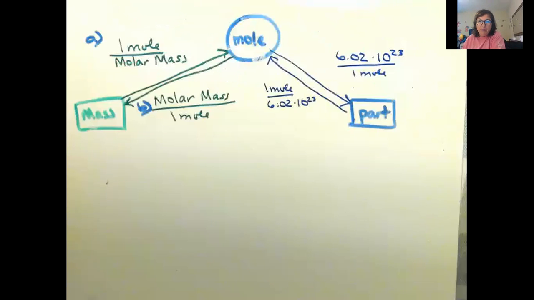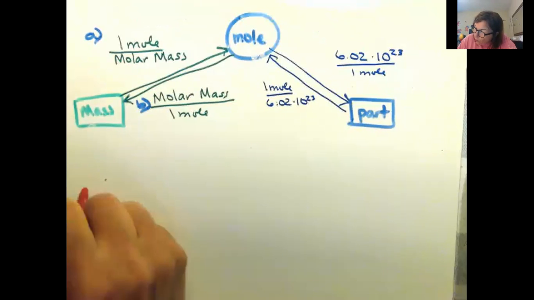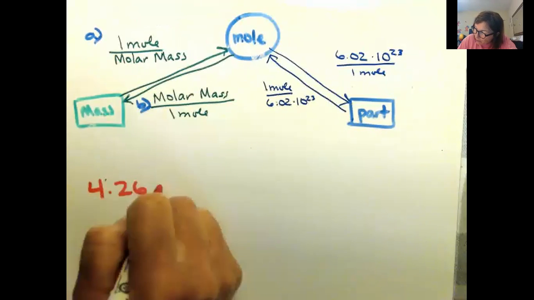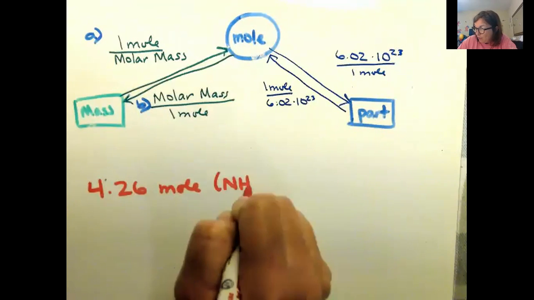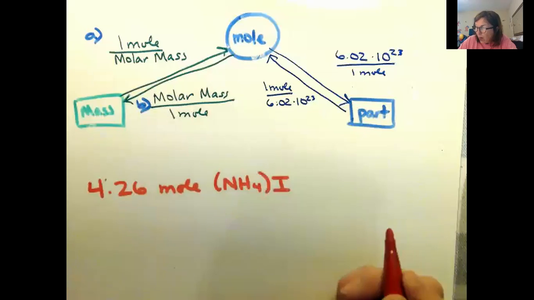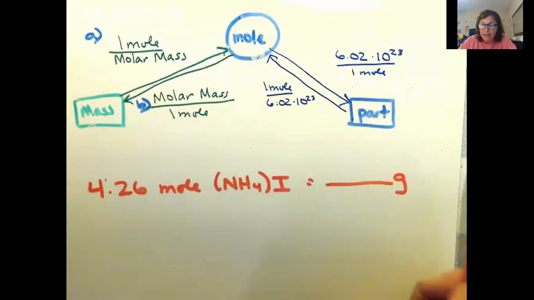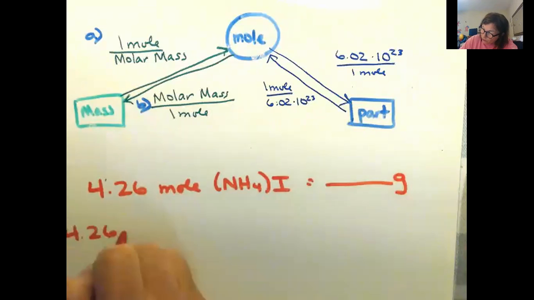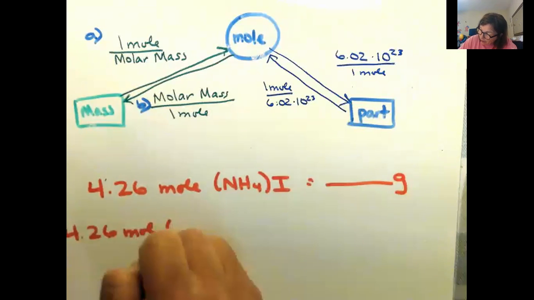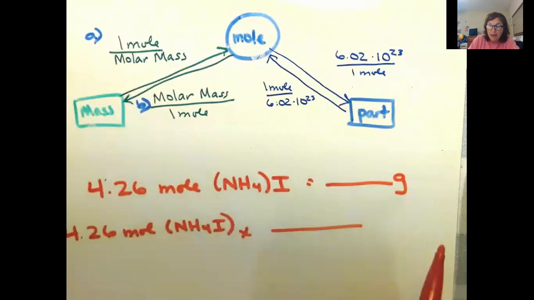Okay, let's say I'm going to have, let's do 4.26 moles of NH4I. How about that? Okay, and I want to know how many grams that is. So again, I write down my given, 4.26 moles of ammonium iodide, NH4I. I got to multiply by something, okay?